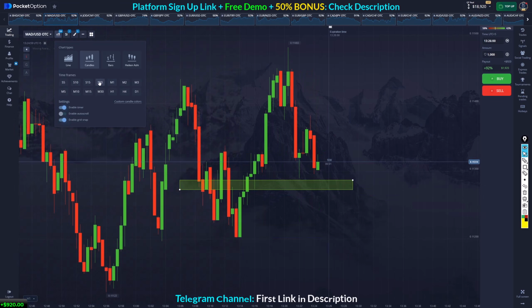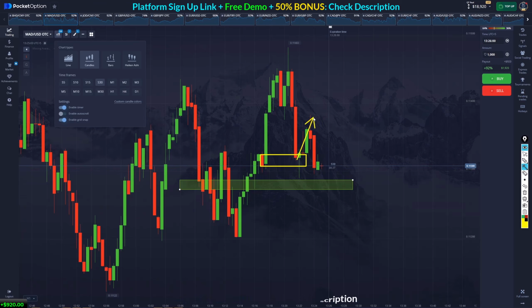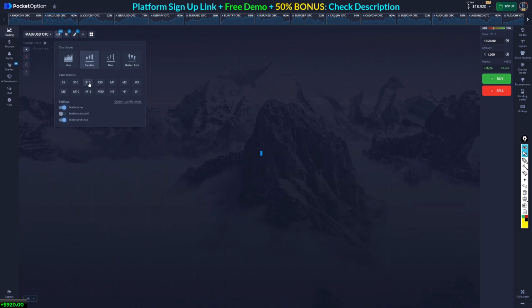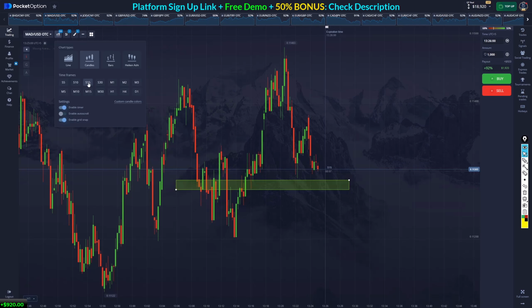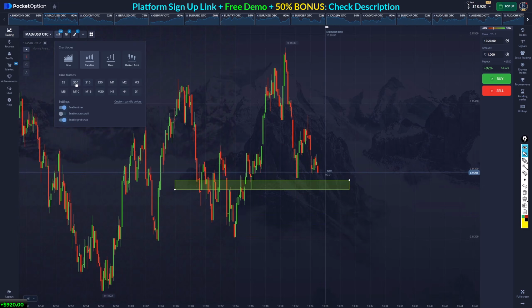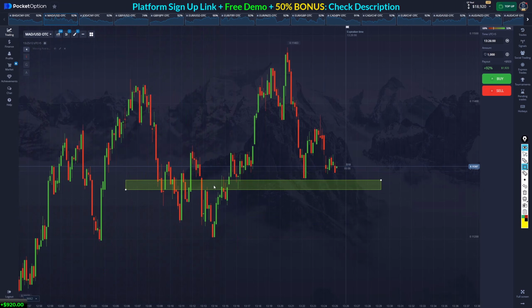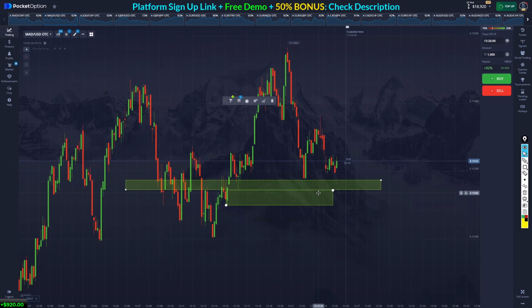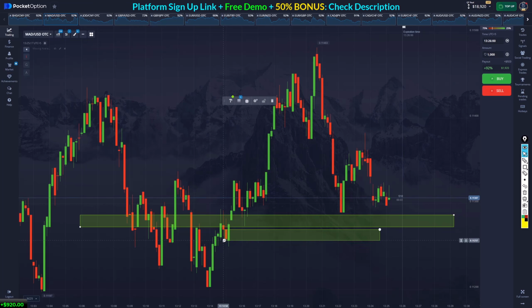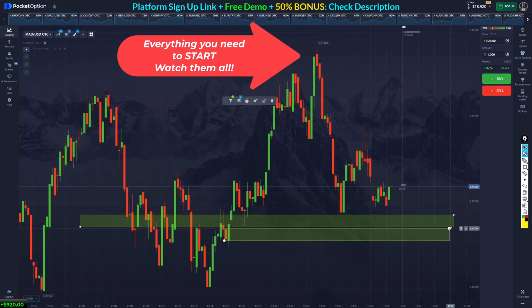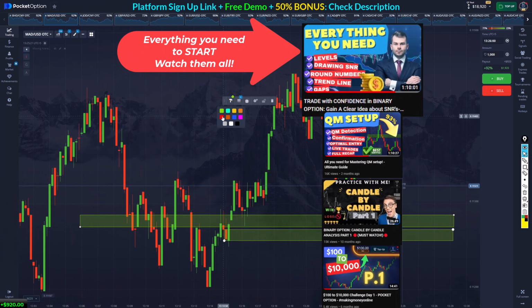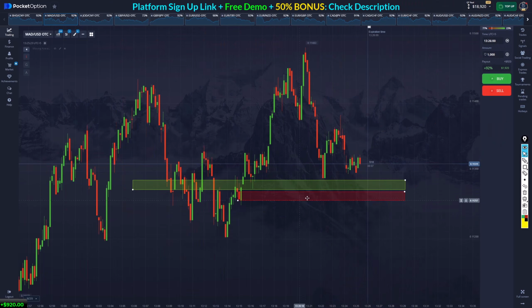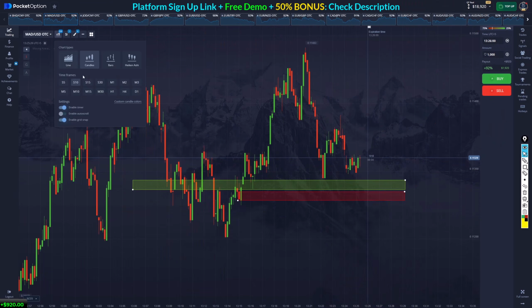First on the 30-second, we see already a fresh zone which rejected the price once, and then we go one more step to the lower time frame and we try to find the entry below the green zone. Okay, not above the zone. We like it to be below the zone and it should be fresh, just like that. This is the fresh zone for this QM trade.